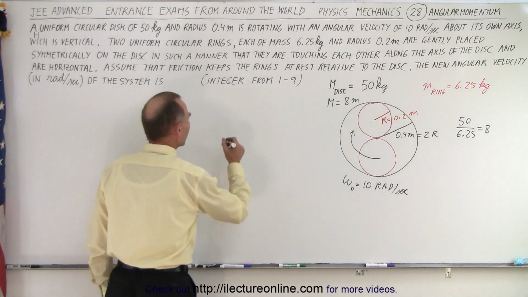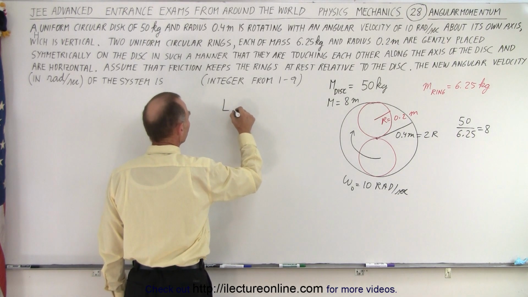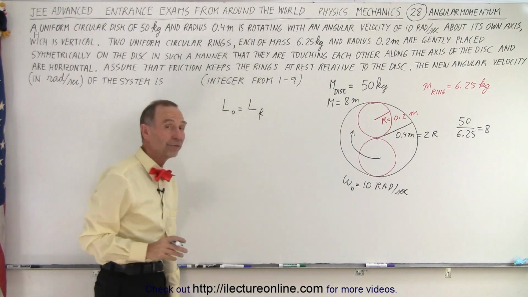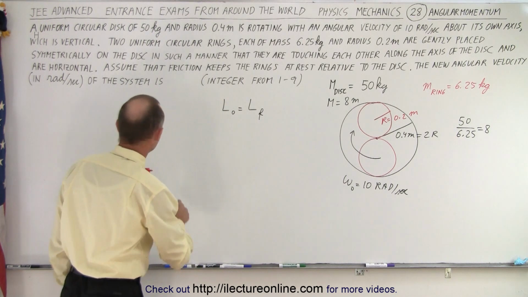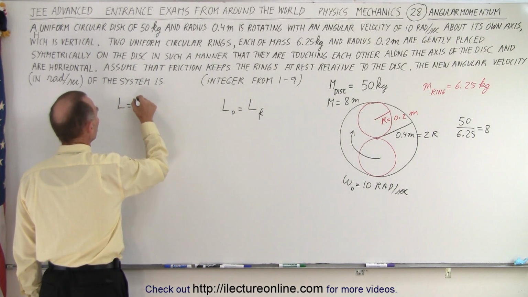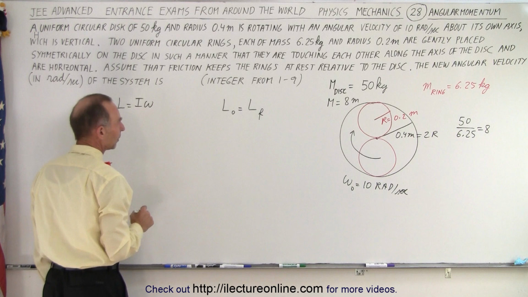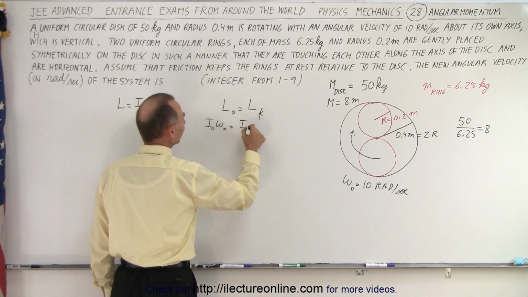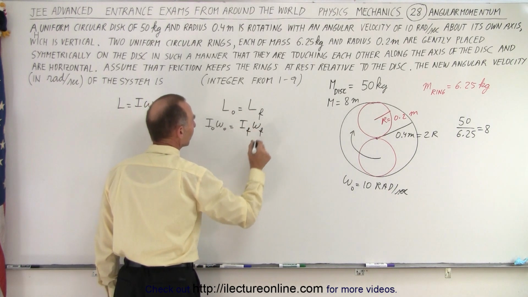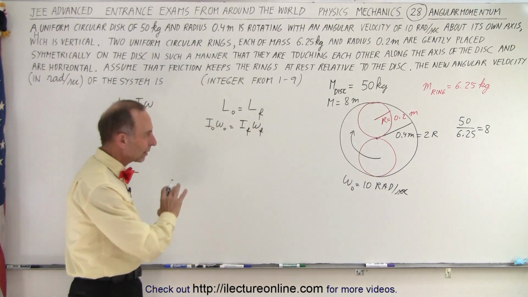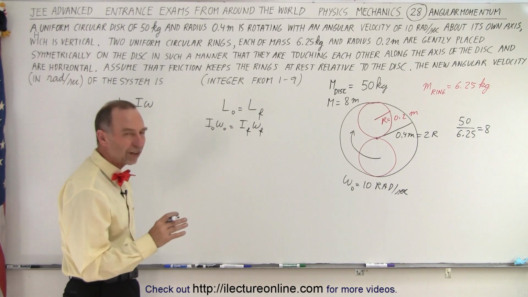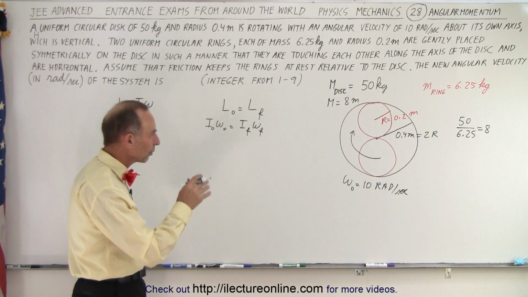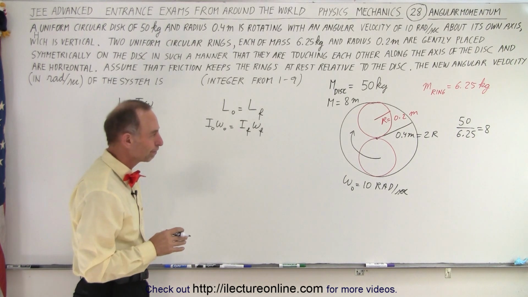Well, first of all, we realize that we're going to have L initial equals L final. The angular momentum initial must equal the angular momentum final. And by definition, angular momentum is equal to moment of inertia times omega. So we can say that I initial times omega initial is equal to I final times omega final. But before we calculate this, we have to understand the moment of inertia of a ring.